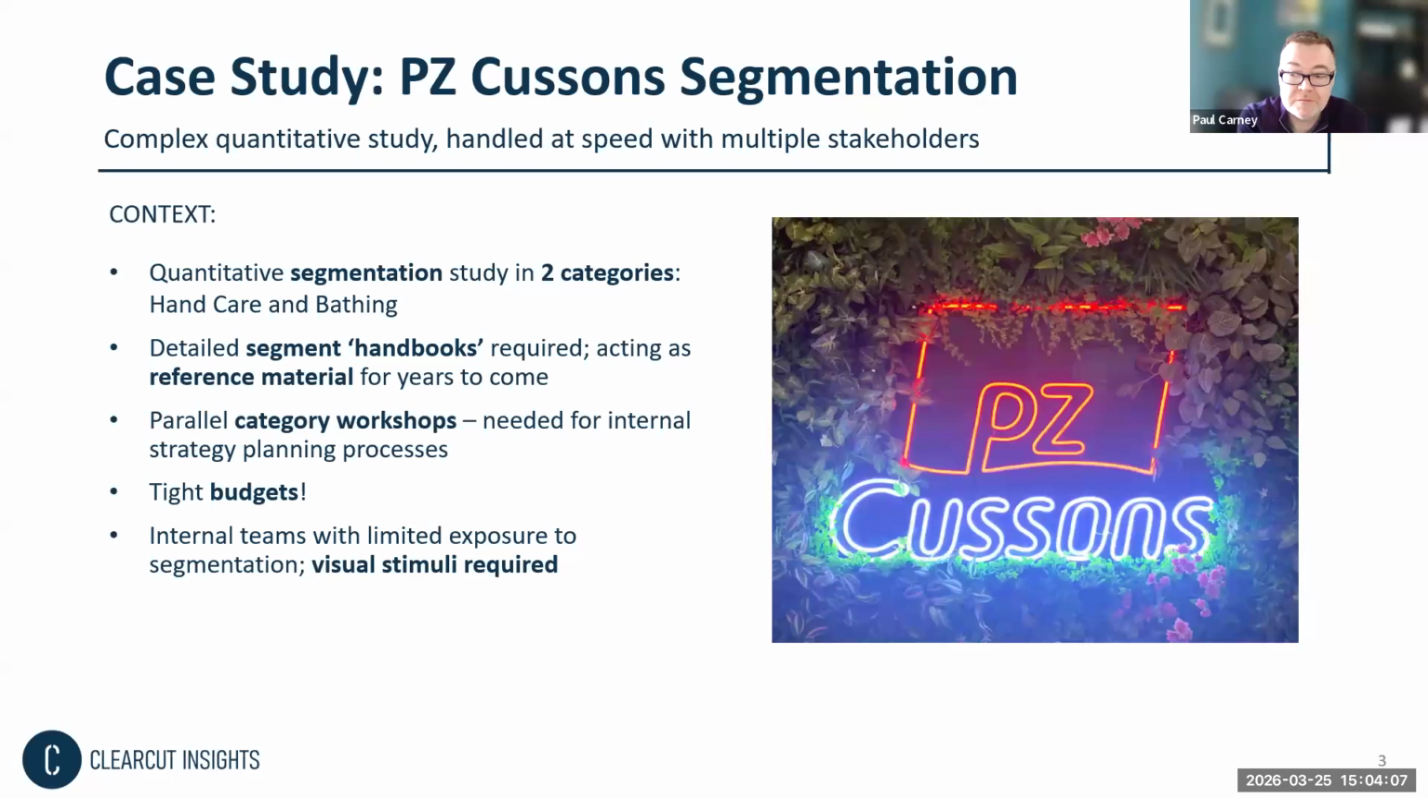We ran a recent project for PZ Cussons, two separate segmentations in two different categories, one in hand washing and one in showering and bathing. The client wanted them running in parallel, so we had to report slightly staggered, but effectively two different segmentation studies, two different teams, two different sets of deliverables, but landing them at the same time, or at a quite similar time. So that was a particular challenge.